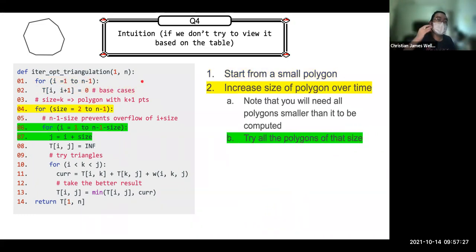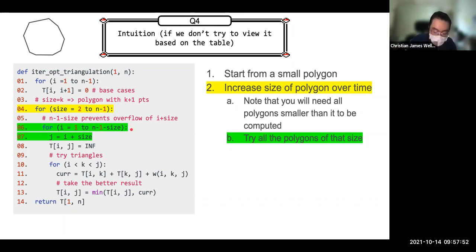So for you to answer polygon size 3, you need to think about what's the answer for polygon size 2, right? Or maybe for polygon size 5, you need to know the answer to all the polygon sizes from 1, 2, 3, and 4. Okay, so this is increasing the polygon size over time. This part over here is to try all the polygons of that size.